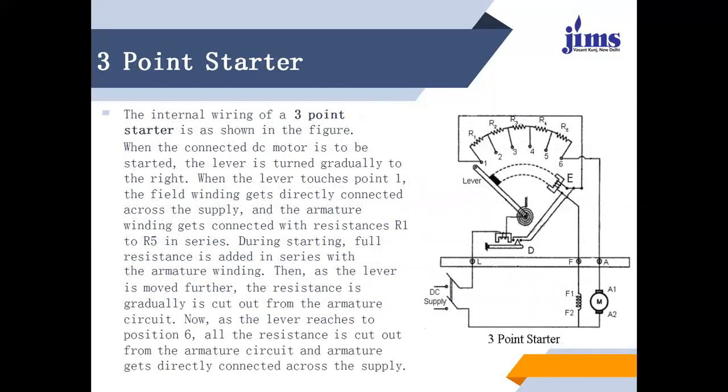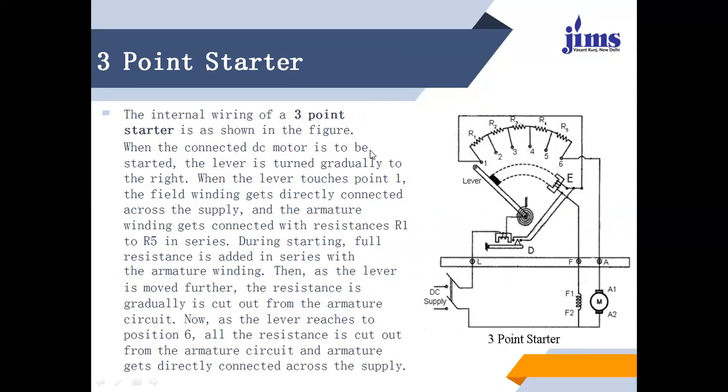This is the first starter we are discussing, the 3-point starter. As you can see, there are 3 points below the motor: L, F, and A. L stands for the line, where the positive point of the supply is connected; F is connected with the field winding, and A is connected with the armature winding. This is the structure of the starter, where we have two coils: one is the overload coil and the other is the no-volt coil. This is the internal wiring of the three-point starter as shown in the figure.